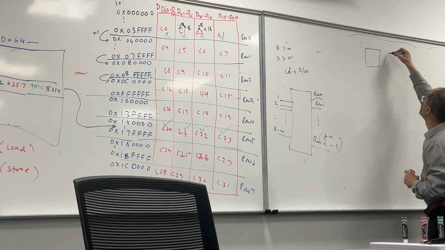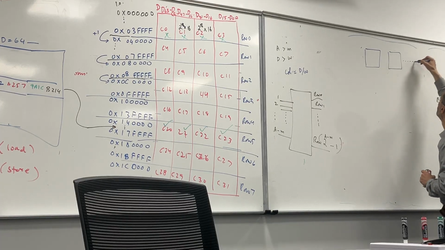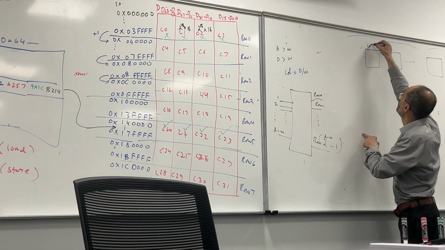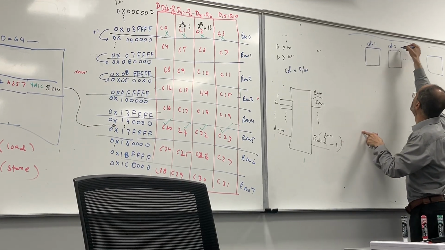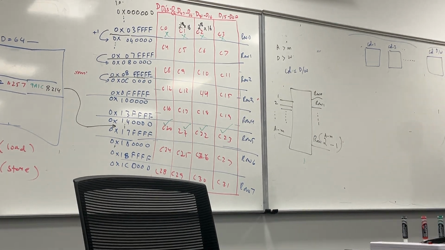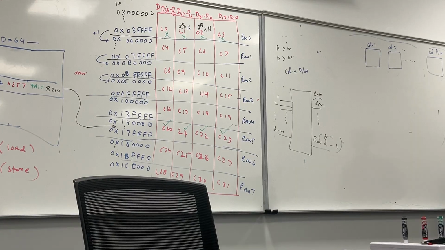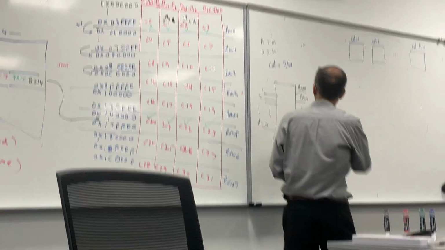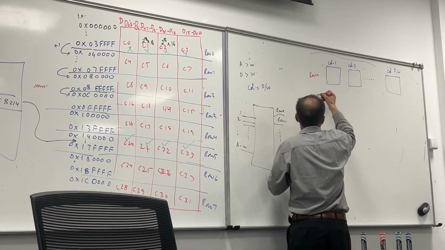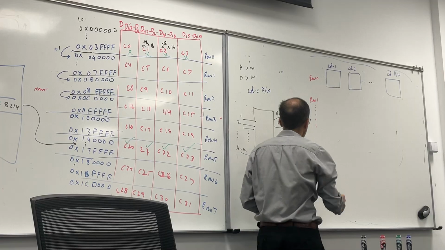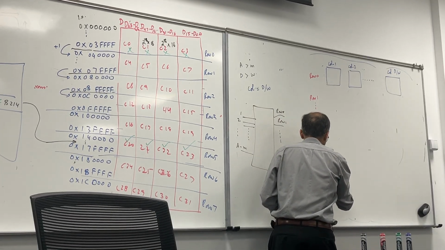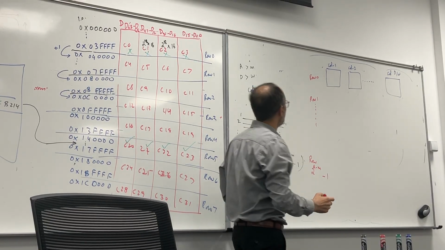So this will be the first chip, this will be the second chip, and so on. If you name it from column 1, column 2, and so on, what will be the last column? Column D divided by W. And for rows, this is my row 0, then row 1, and the last row will be 2 to the power A minus M minus 1.